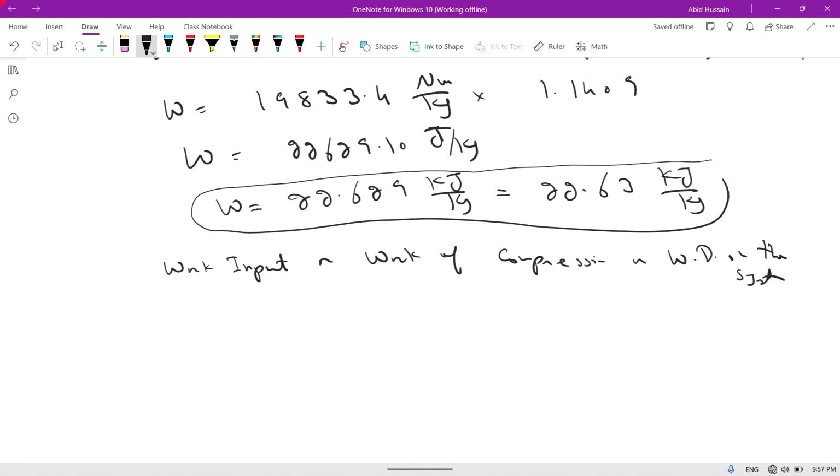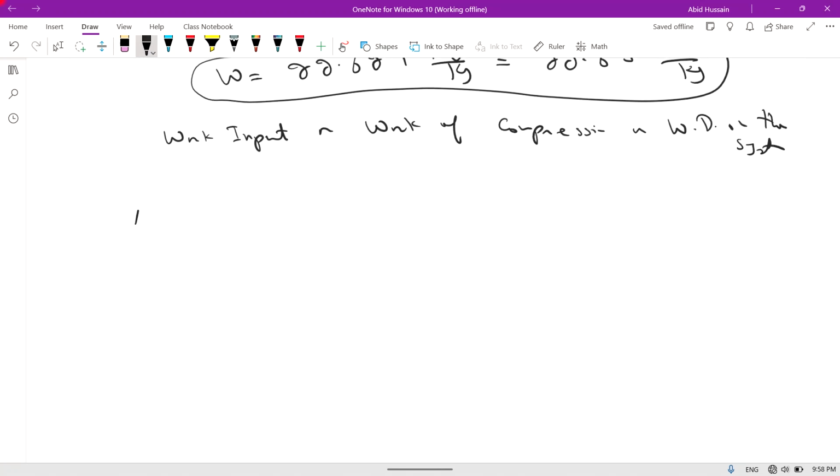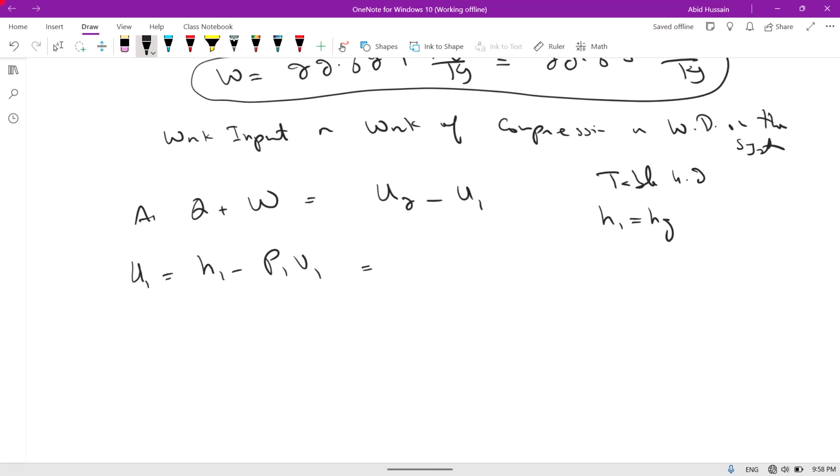Now we find Q, so Q plus W is equal to U2 minus U1. First we find U1 and U2. U1 is equal to H1 minus P1 V1. H1 is equal to Hg from table 4.2. H1 is equal to Hg, which is equal to 292.94 kilojoule per kg.